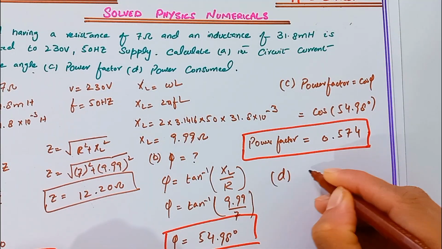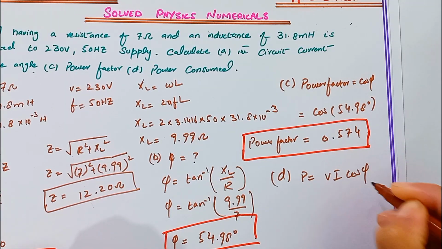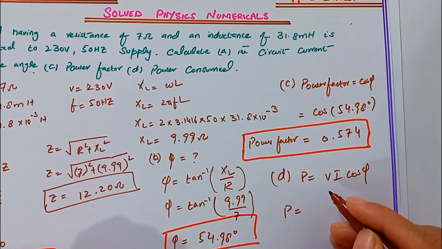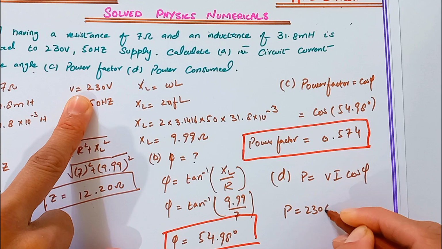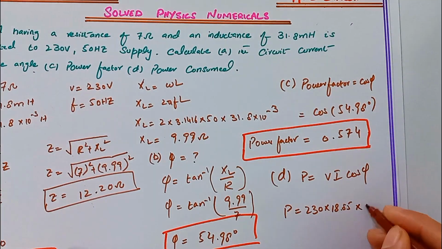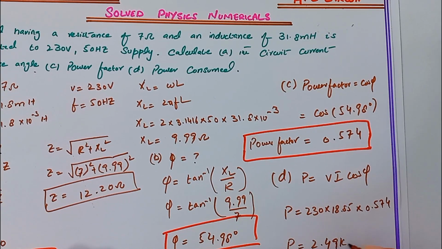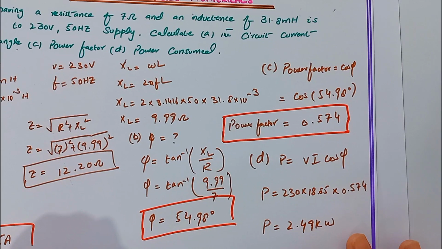Now we find the power consumed, the D part. We find the power consumed by the formula P is equal to V I cos of phi. Voltage V is 230, current is 18.85, and cos phi is equal to 0.574. So the power consumed in the circuit is equal to 2.49 kilowatt.